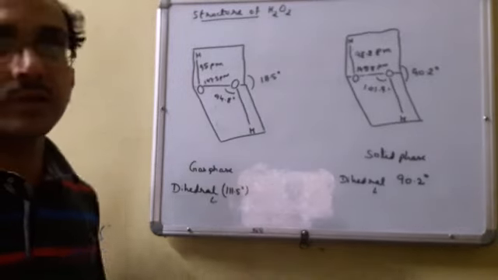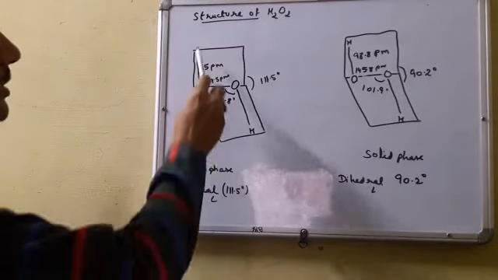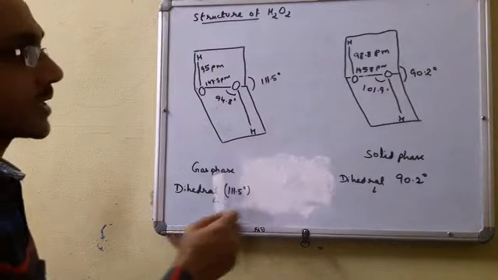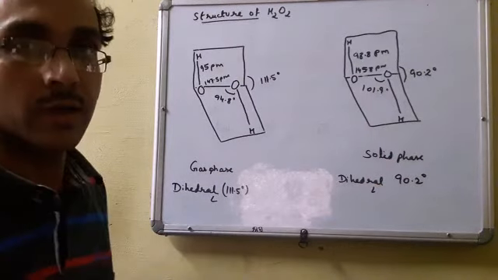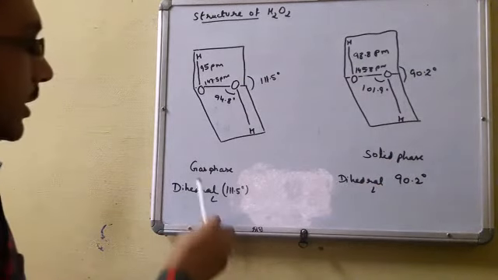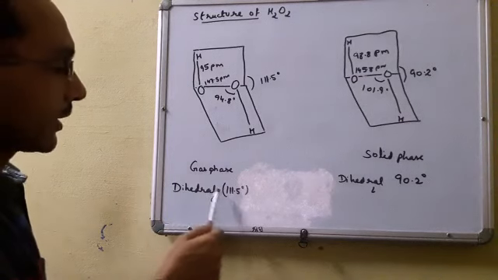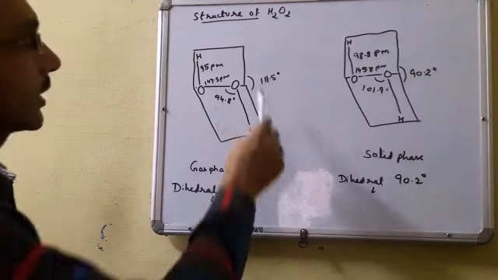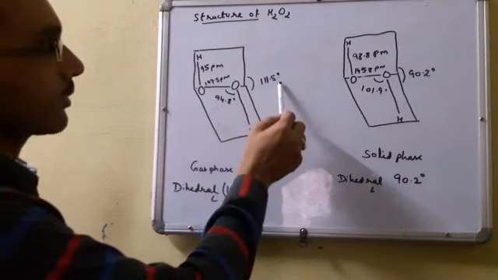Now, students, see the structure of hydrogen peroxide. This is the structure of hydrogen peroxide. It is in gas phase, and this structure is in solid phase. Just see what is the difference between both of them. In case of gas phase, it is having a dihedral angle of 111.5 degree. This is the dihedral angle of 111.5 degree.